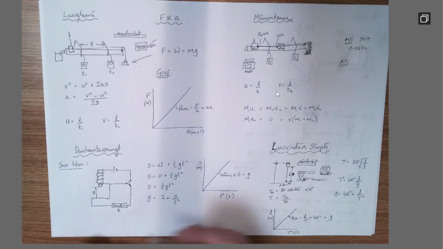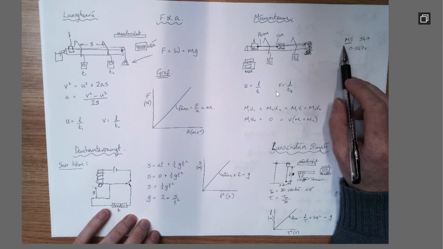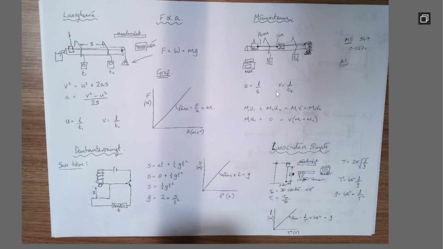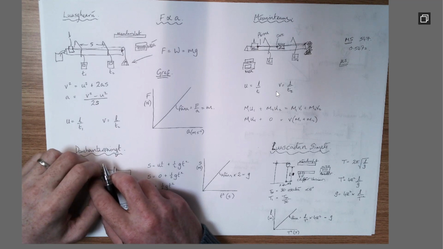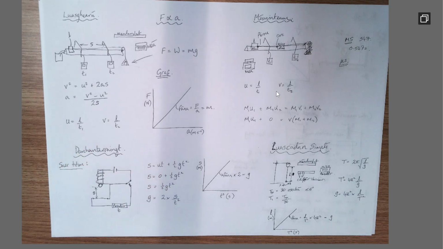My screen is in milliseconds. It's ms, lowercase, not caps. Lowercase m is always milli. Capital M is mega, 10 to the power of 6, and G is giga, 10 to the power of 9.